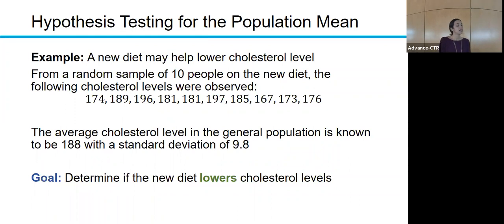The example involves a group of researchers who thought that there was a new diet that might help lower cholesterol levels. They knew that the average cholesterol level in the general population was 188 with a standard deviation of 9.8. That's information that's known. This group of researchers took a random sample of 10 people that they knew were on the new diet, and they observed these 10 cholesterol levels. The goal of the research group was: we hypothesize that the new diet will help lower cholesterol levels, but does it in fact lower cholesterol levels? They needed to collect evidence for this.